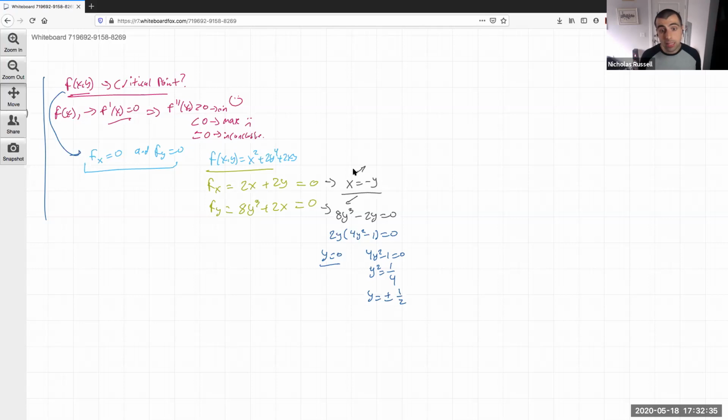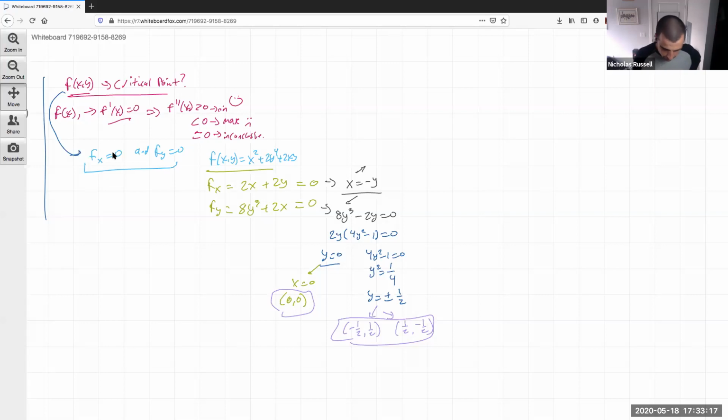And so what I could do then is plug back into here to get my x values. This one implies that x would be 0, and so I have the point (0, 0). Plugging in 1/2 to here, I would get negative 1/2. So I would get (negative 1/2, 1/2) and (1/2, negative 1/2). These 3 points are the only critical points that we have. They satisfy that the tangent line, in both the x and the y directions, has a slope of 0. So that's how you find critical points, just in general.